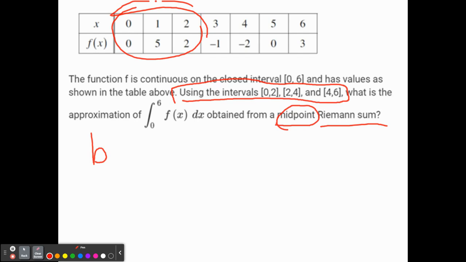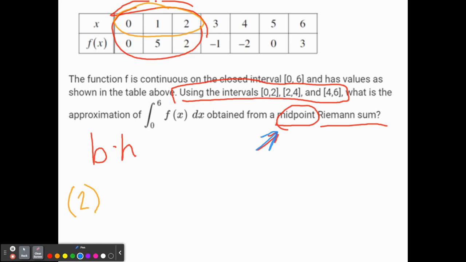So always, we're looking at the formula. If it's a midpoint, left or right Riemann sum, we're looking at the formula base times height. Your base is going to be determined by the distance between your x values in the table. So since 0 and 2 are my x values, my base is going to be length 2. Now, the height is where you're looking at what kind of Riemann sum you have. Since this is a midpoint Riemann sum, I'm going to be looking at the midpoint between 0 and 2 to determine the height of the rectangle.